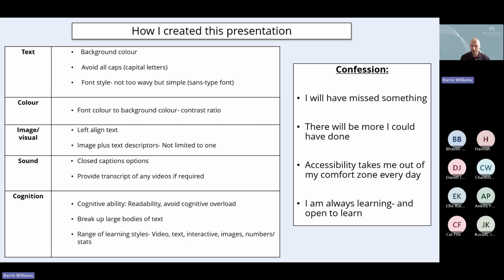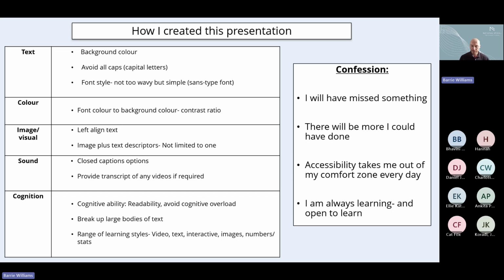Image plus text descriptors. So don't just have an image and assume people can see it. You're going to have some text to accompany it as well, because they might have issues focusing on that particular image. So has there been a text descriptor to accompany it? Closed captions options. So again, if there's any sound, is there some way for people to actually read what is being said? Provide a transcript if there's any particular videos.